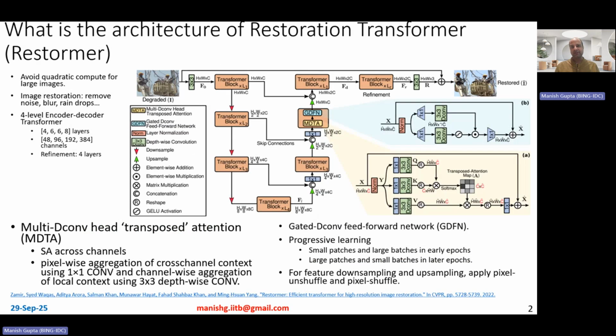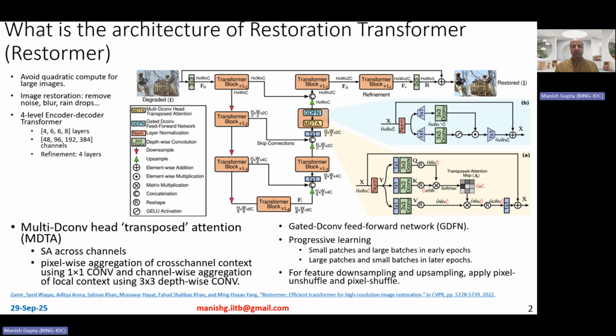So what is the architecture of this restoration transformer, or Restormer? This transformer is called the restoration transformer because it helps in image restoration. Image restoration is the task of removing degradations from an input image, for example, denoising or deblurring, removing raindrops and things of that kind, handling motion-based blur and so on.